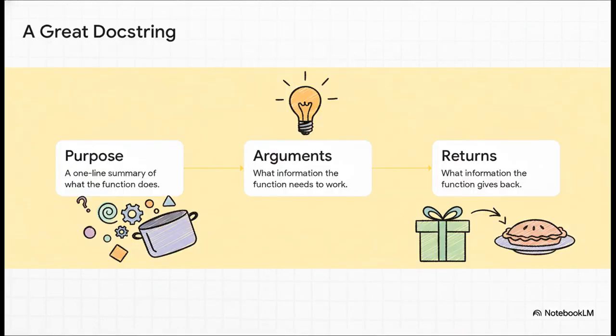Now, you can't just write anything. A great docstring has a really simple structure. It answers 3 questions. First, what's its purpose? Just a quick one-line summary. Second, what arguments does it need? What ingredients do you need to give it? And third, what does it return? What does it spit back out at the end? Purpose, arguments, returns. That's it.